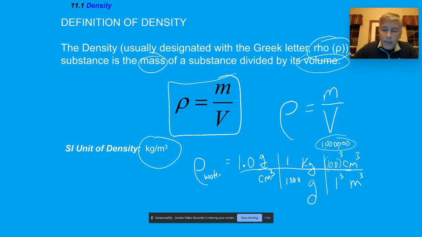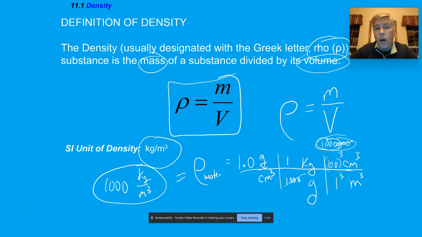So therefore, if we cancel some of this, 1,000 will get rid of 3 of those zeros, and we're left with 1,000. So the density of water we are going to use is 1,000 kilograms per cubic meter. That's the density of water.